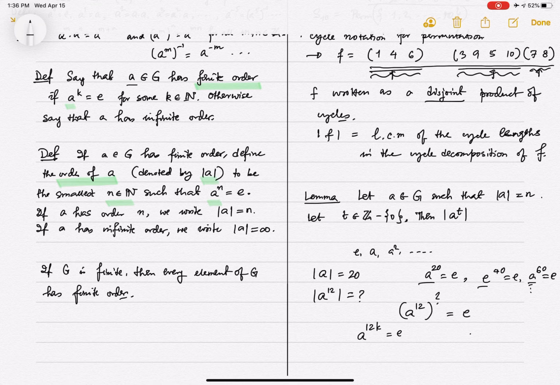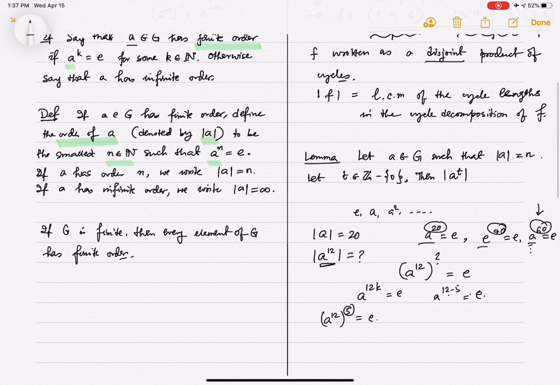We actually did that exercise last time. So 12k has to be one of these. So what's the smallest k such that 12k is one of these numbers? Well, 5 when you get 60. So a to the 12 times 5 is e, which means a to the 12 to the 5 is e. So the fifth power of this element, a to the 12, is already identity. And you can check rather easily that no smaller power would work, because you at least want this number to be a multiple of 20, and the first time that happens is at 60. So the order happens to be, in this case, 5.